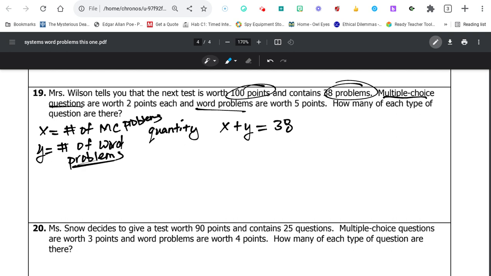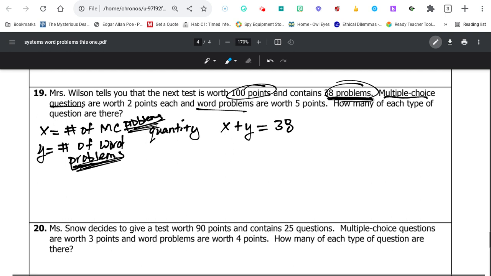Y is the number of word problems. This amount of problems plus that number of problems equal that number of problems, which I hope we don't have, but you know they'll test. All right, so now let's get the value.